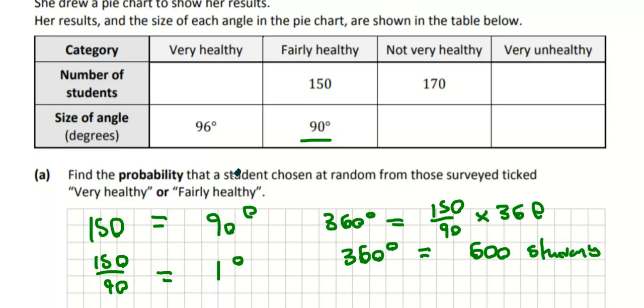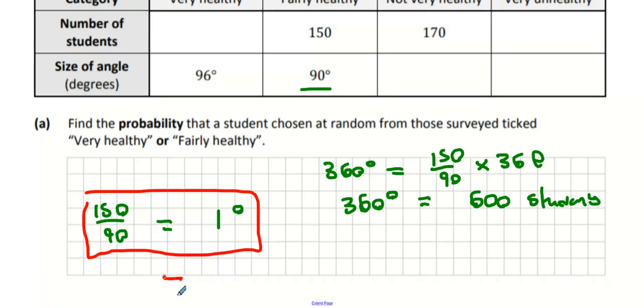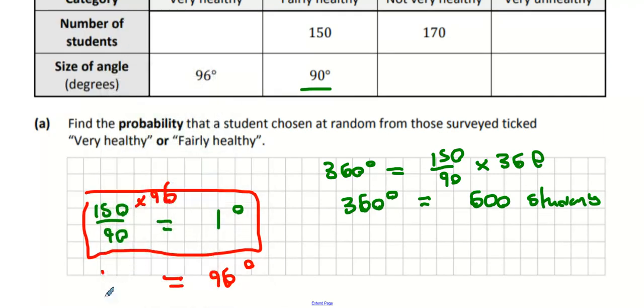We would first of all like to know what 96 degrees would be. So using this number here in the red box, 1 degree equals 150 over 90. I'm just going to multiply that by 96 to figure out what 96 degrees is. So 150 divided by 90, multiply by 96. We get 160 students for that one.